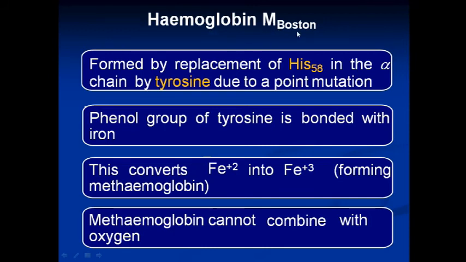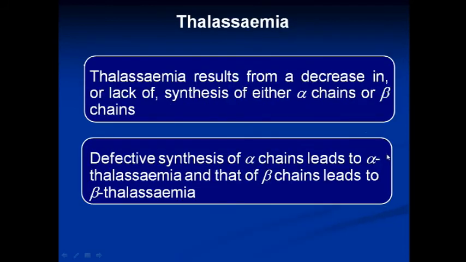Hemoglobin M Boston is the type of hemoglobin formed by replacement of histidine with tyrosine due to a point mutation. The phenol group of tyrosine is blocked with ferric iron, forming methemoglobin. Methemoglobin cannot combine with oxygen.